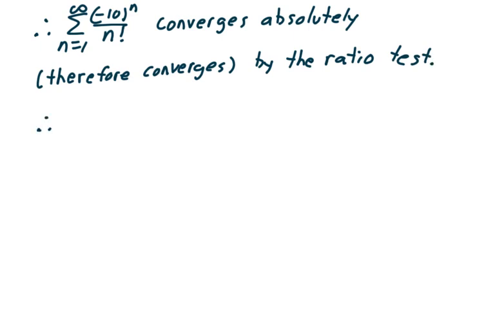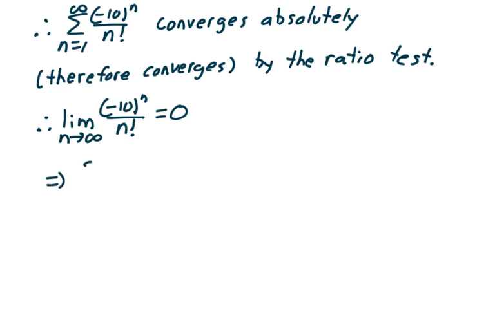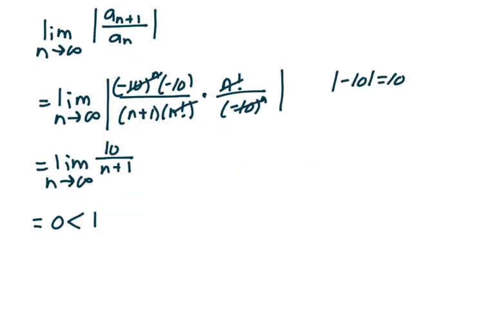And so therefore, the limit as n goes to infinity of negative 10 to the n over n factorial is forced to equal 0. And so that tells me that the sequence converges to 0. And that's how we do 1c. And let's take a look at 1d.